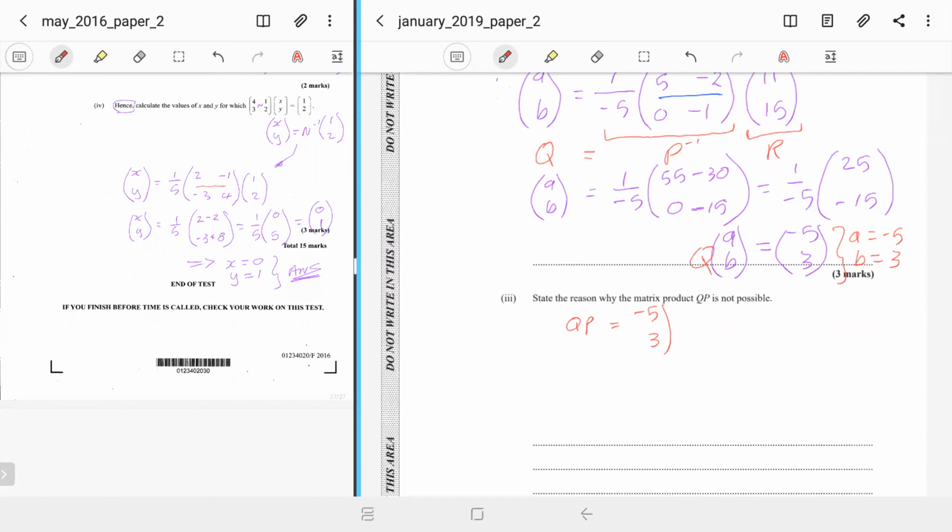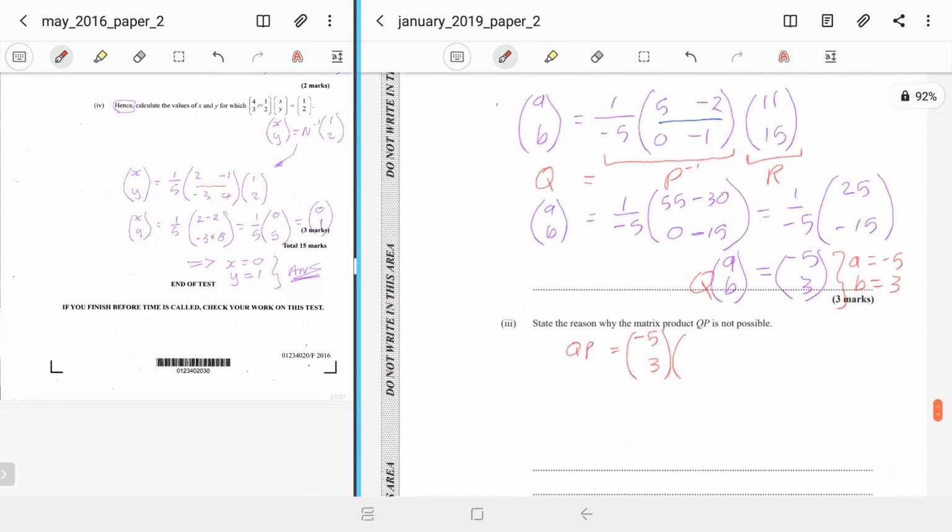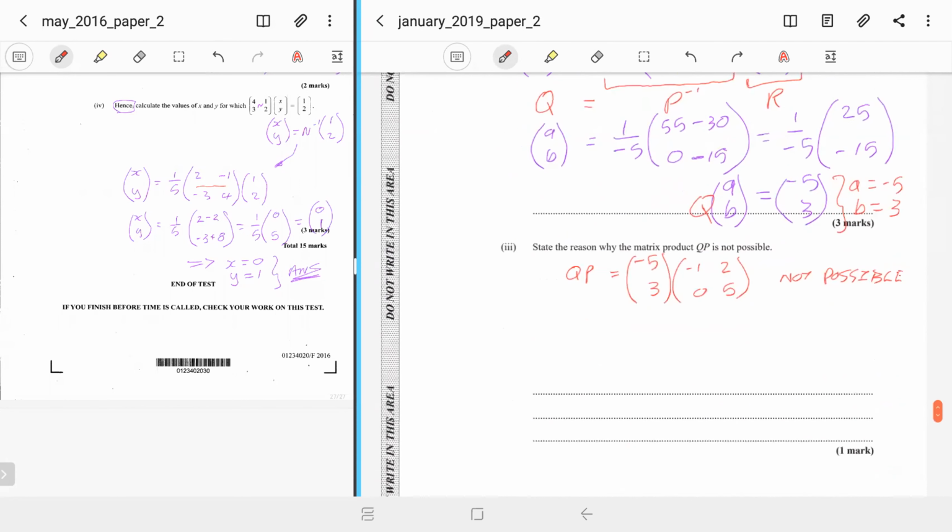-5, 3 times P would be, just P again. P was -1205. And I said that this is not possible. And the question I want is the reason. Let's write the reason under here. Why is it not possible to multiply them?